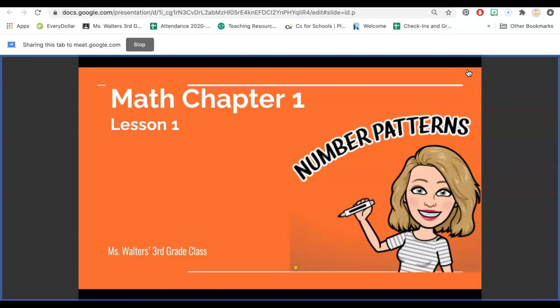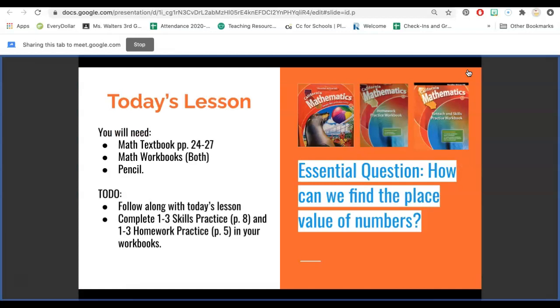Okay, we are still on number patterns, and for today's lesson you will need your math textbook with the seal on it, the seal playing volleyball with the crabs, and then you'll need both of your math workbooks, your homework practice book, and your Reteach and Skills practice workbook. And then you'll need a pencil.